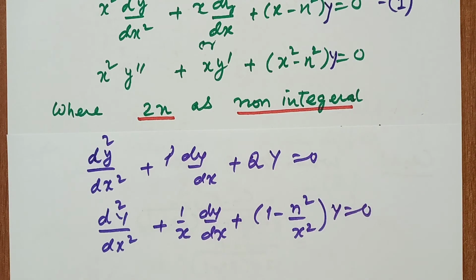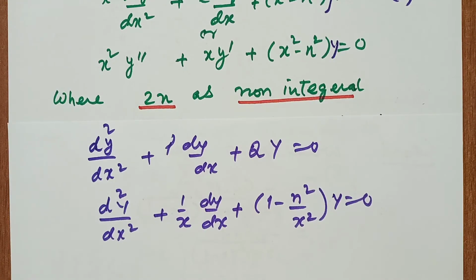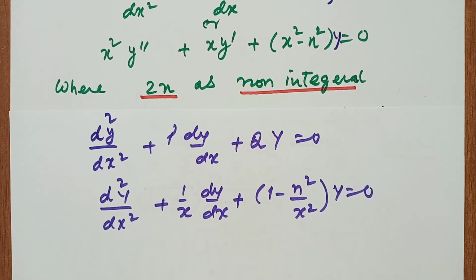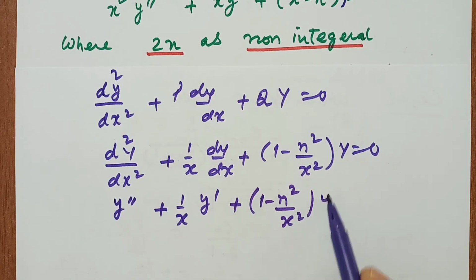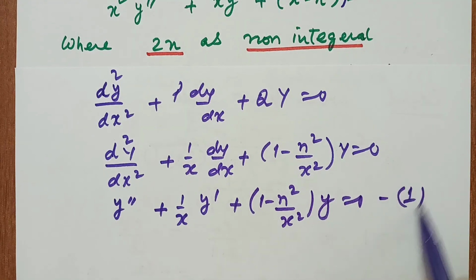Here also one thing is important: the given equation also includes n, because when we solve the differential equation by taking a series, the series always contains the term n. So now this is y double dash plus 1 upon x y dash plus (1 minus n square) upon x square y is equal to 0. So this is equation 1.